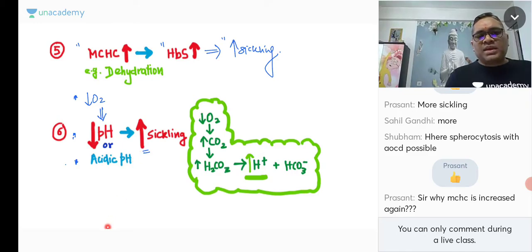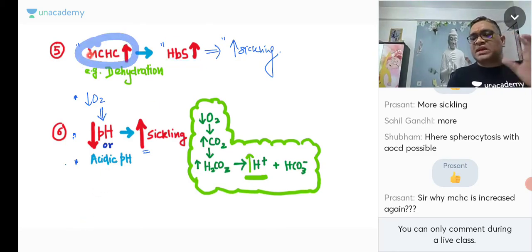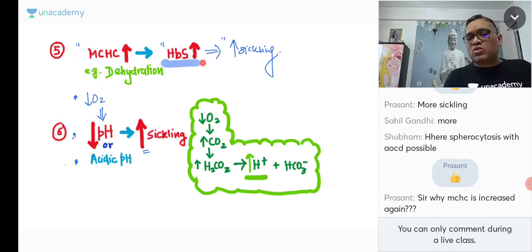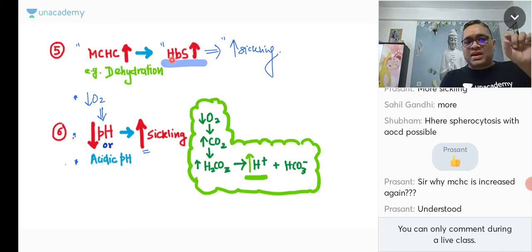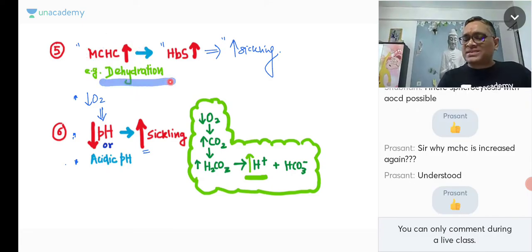MCHC, see, mean cell hemoglobin concentration. C is concentration. Which hemoglobin? If there is a sickle hemoglobin, so HbS is getting increased now. If there is MCHC means what? Mean cell hemoglobin concentration. So what hemoglobin? Either it is HbS hemoglobin. So whenever sickle cell anemia, MCHC is getting increased, there will be more sickling, right? And during dehydration, water will be removed. So hemoglobin concentration will increase because gram is more, deciliter is getting less. Understood? Gram is more, deciliter is less. So MCHC is increased. More sickling.